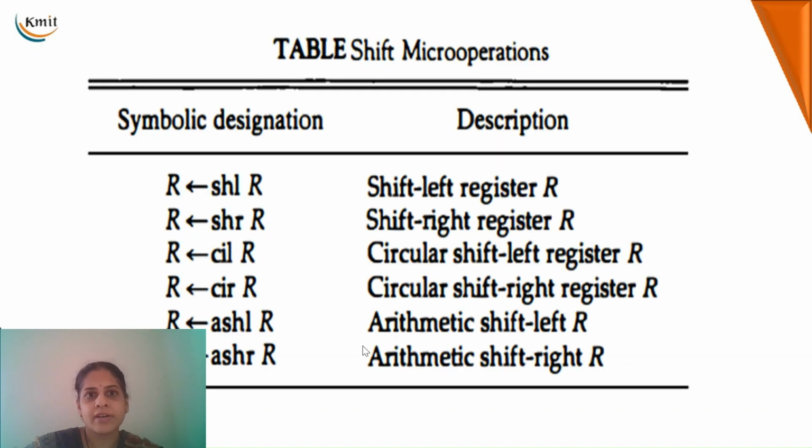If you see the tabular column for the shift operations, the first two operations are with respect to logical shift operations, logical shift right and logical shift left. The second two are with respect to circular shift operations, circular left shift CIL and circular right shift CIR. And the last two are with respect to arithmetic shift operations: arithmetic shift left, represented by ASHL, and arithmetic shift right.